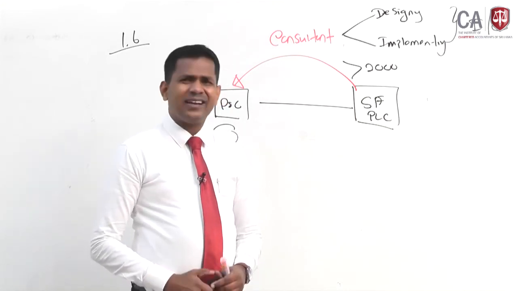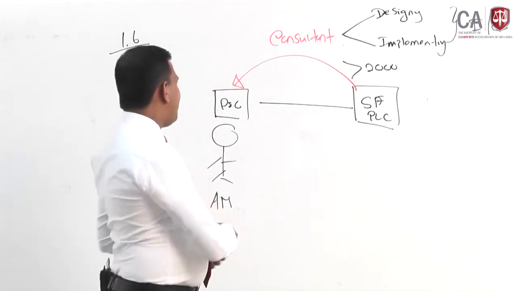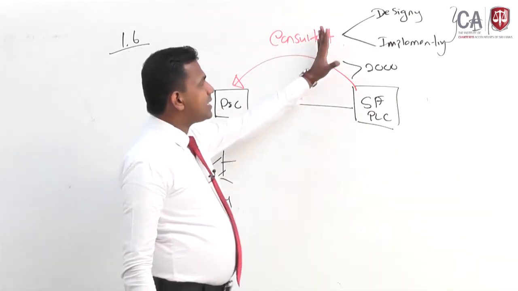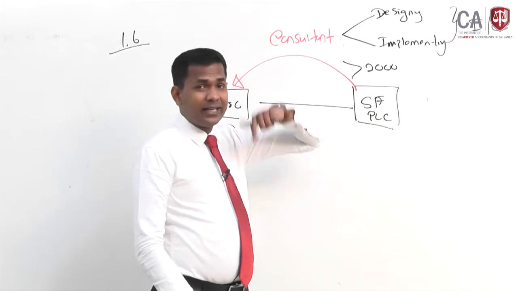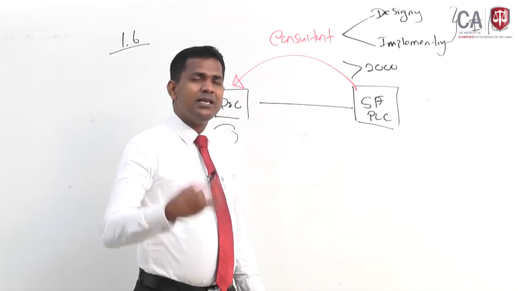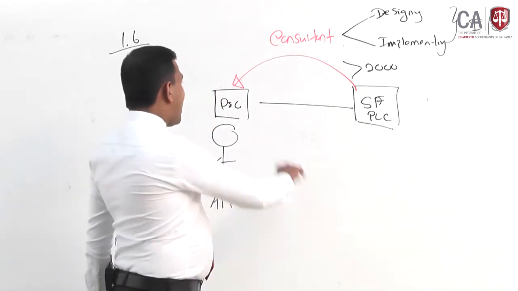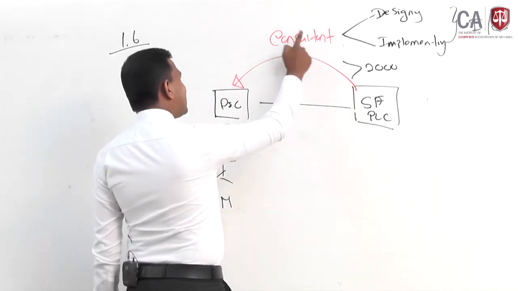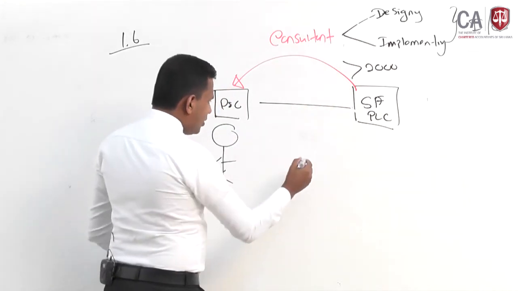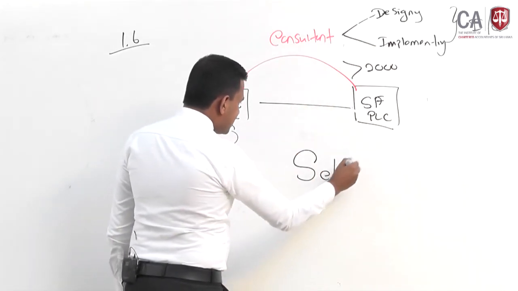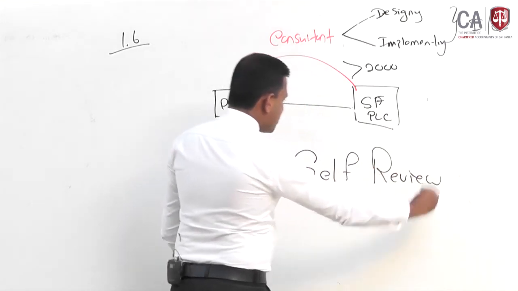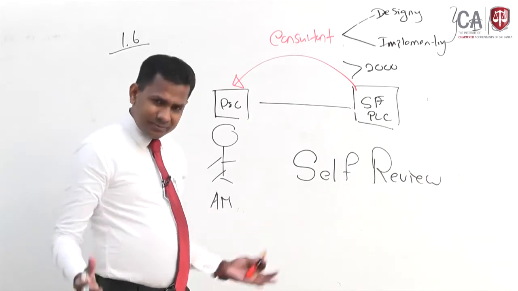Now, it's a very clear cut answer. You have been asked by your audit client, a PLC, to carry out consulting activities to design and implement internal controls. Can this be done or not? If you are the auditor of this company and you become a consultant on designing and implementing, obviously you start with the self-review threat.